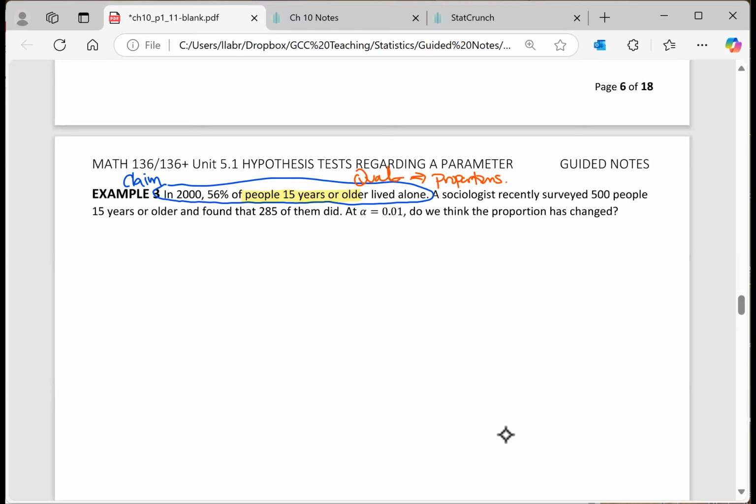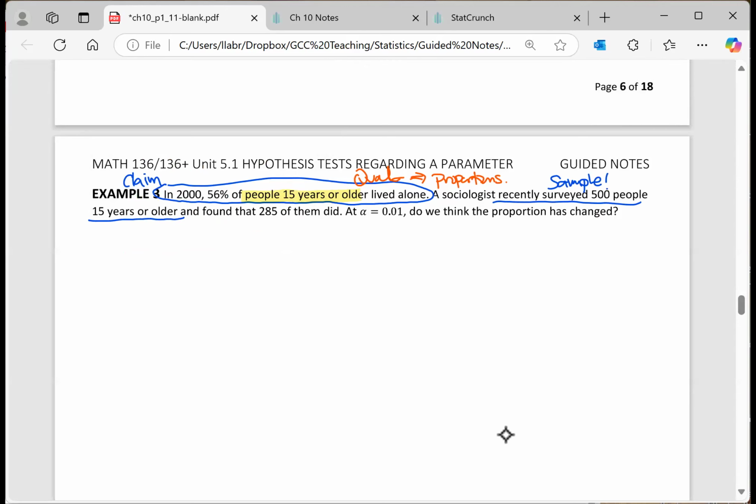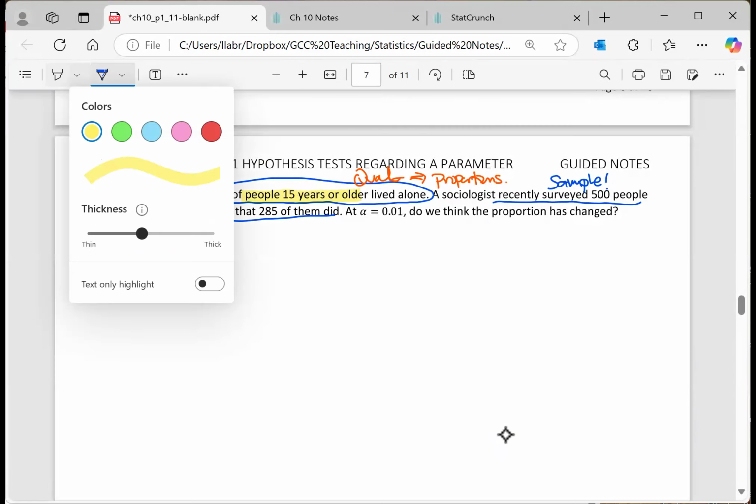So let's continue. A sociologist recently surveyed 500 people. So notice they're already taking a sample. So we don't want to focus too much on that. So this is just their sample. So they're already sampling. All right. So if we ignore that, because that's the sample, we don't really want to use that stuff just now. They wrap up by saying alpha is 0.01. So that's a 1% level of significance. Do we think the proportion has changed? So that's the keyword right there.